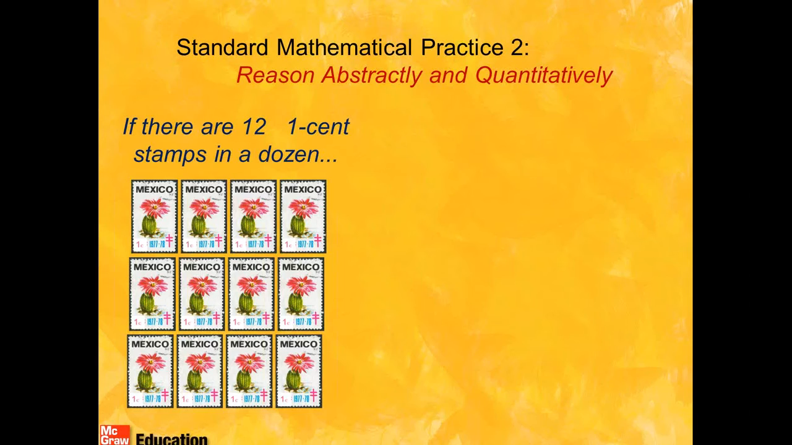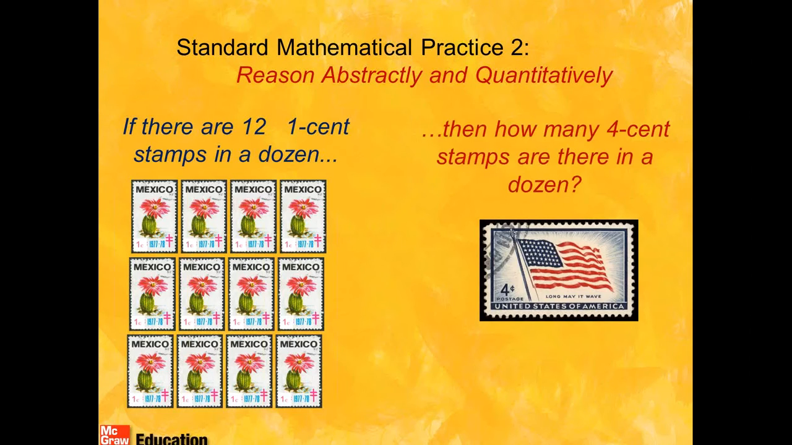In this case, I want you to think for a minute of your own classrooms, where you've been working on multiplication tables and various ways to calculate the product of 2 factors. And then you come across a problem like this. If there are 12 1-cent stamps in a dozen, then how many 4-cent stamps are there in a dozen? How many of you immediately thought 3?